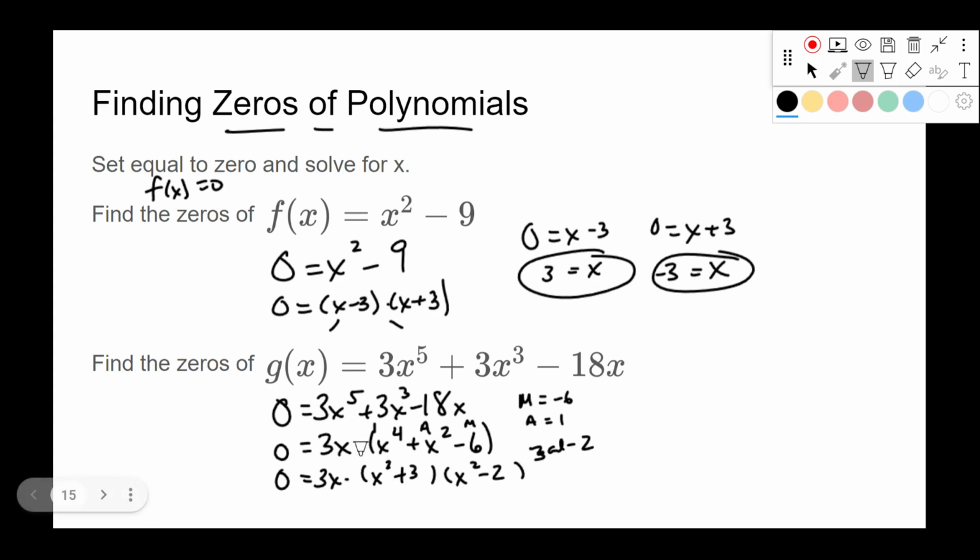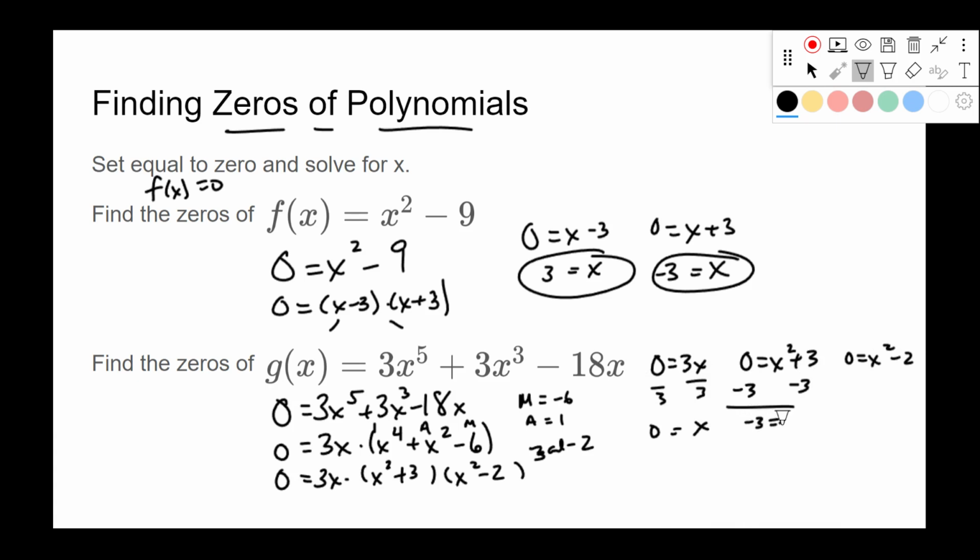So now all three of these, none of these really factor anymore, at least easily. So now we're going to set them all equal to 0. We have 0 equals 3x. We have 0 equals x squared plus 3. And we have 0 equals x squared minus 2. So the first one we can solve really easy. We get 0. The second one we can solve, subtract 3 on both sides. Negative 3 equals x squared, but you can't take the square root of a negative number. So this gives you no real solution. No real solution.